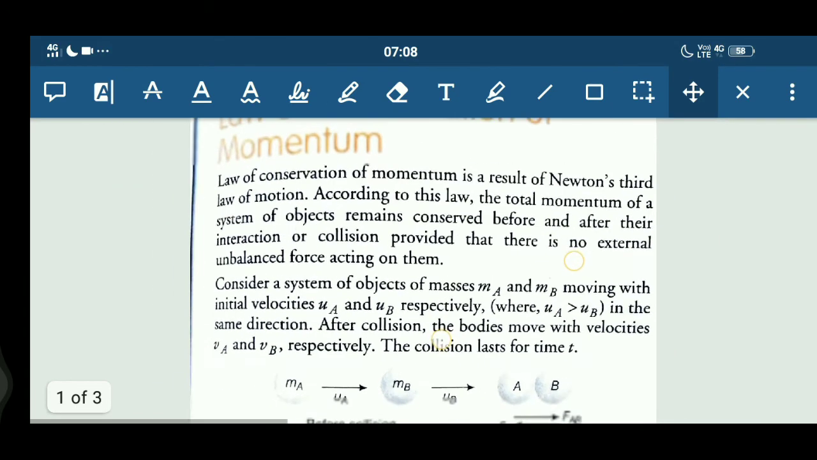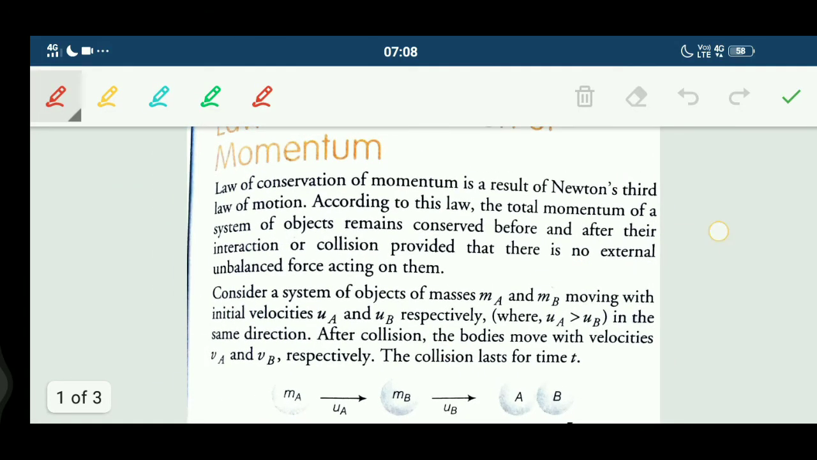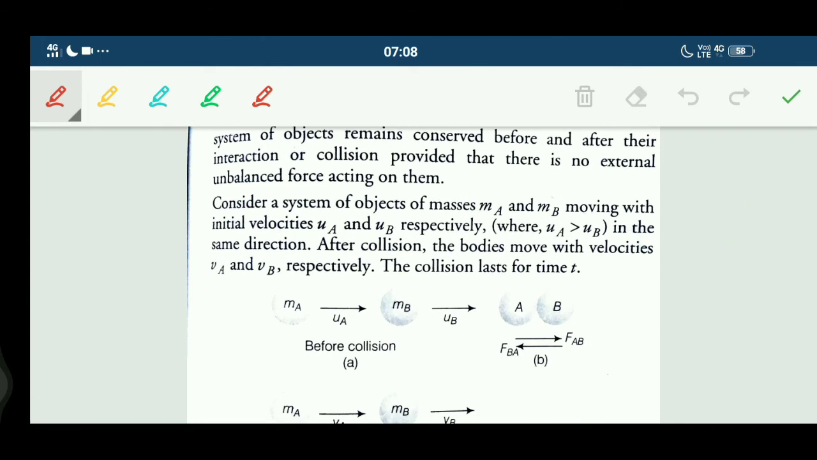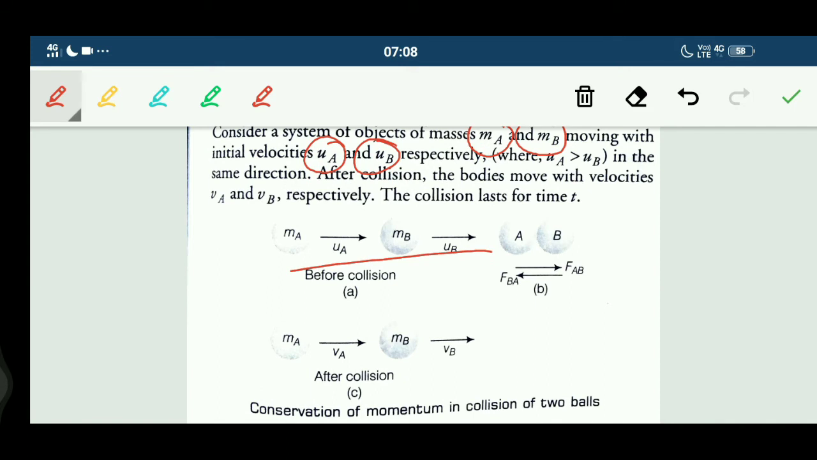So now we'll be discussing this, children. We need to consider a system of objects of masses MA and MB. They are moving with initial velocities UA and UB, that you can see here. And after collision, their velocities will change to VA and VB, that is, the final velocities. And the collision lasts for time t, so we will write this as t.